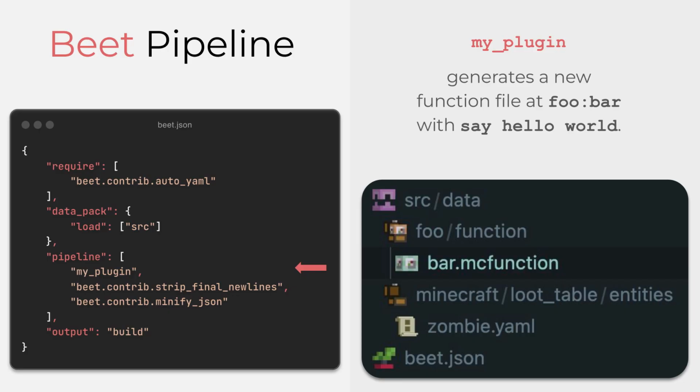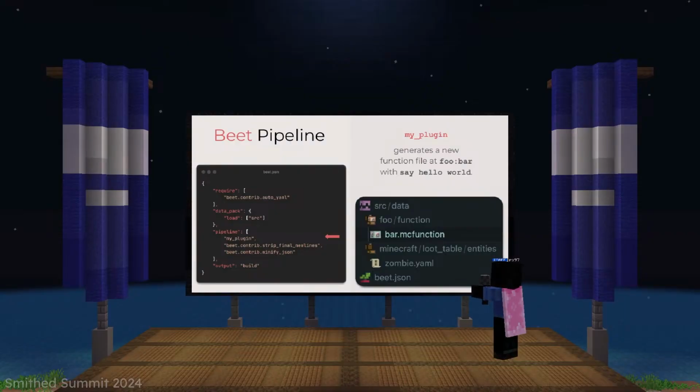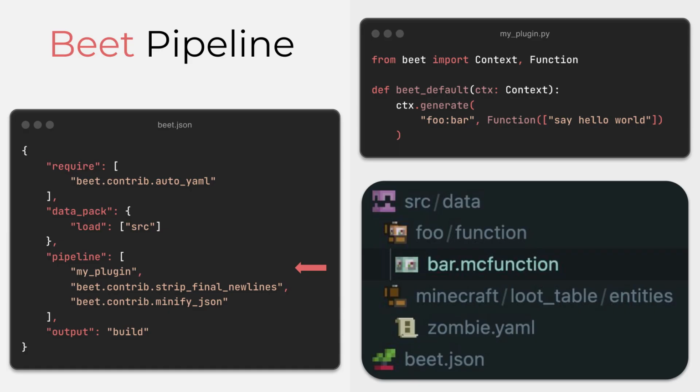The next plugin is a special plugin, My Plugin. This was the plugin that we listed earlier that generated say Hello World at foobar. After we run Datapack, the Datapack config line, we now have the Datapack loaded, but now we can generate a new file. So you can see here, this would have generated something in the foo/function/bar.mcfunction file. And here's an example of that plugin again.